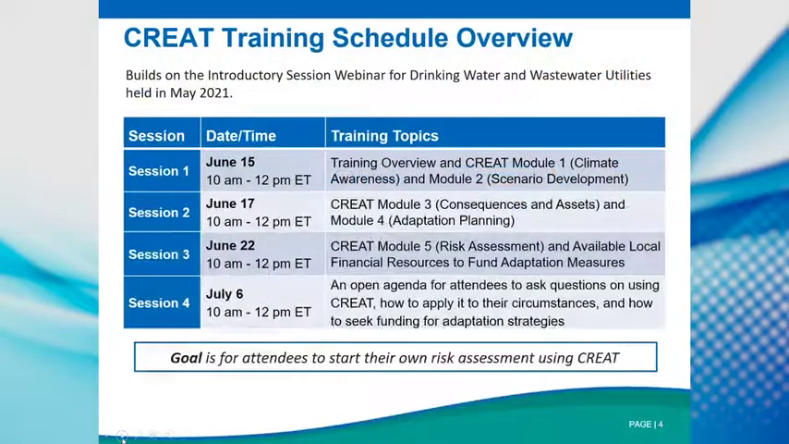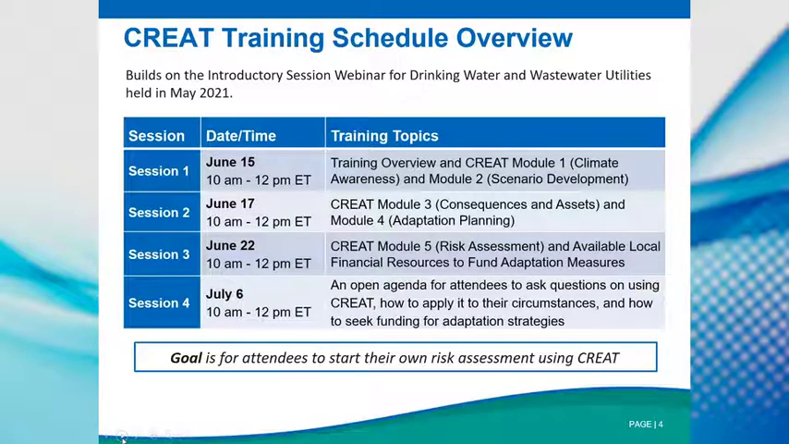All right, great. Okay, here is on screen the CREAT training schedule overview. This training builds on what is called the introductory session webinar for drinking water and wastewater utilities that was held just about 3 weeks ago in May 2021. And that intro session, if you didn't join us for it, covered just real general projections for climate for the Southeast climate region. It introduced the EPA CREW initiative. Again, that's Creating Resilient Water Utilities. And it featured a local case study on someone that's actually used CREAT, and we're going to get into that a little bit more over this next coming series. But if you haven't seen that, we will be providing the link to that webinar in a follow-up email after today's webinar. So if you missed it, there's an opportunity to check it out. It was really good. It turned out great.